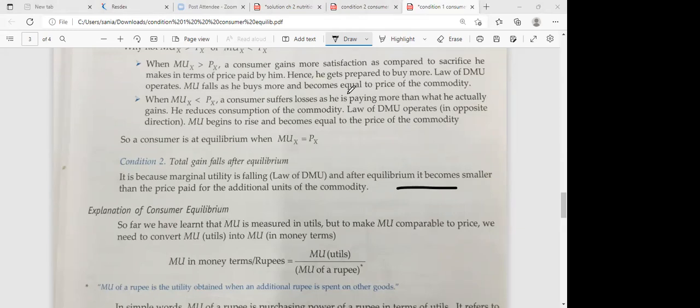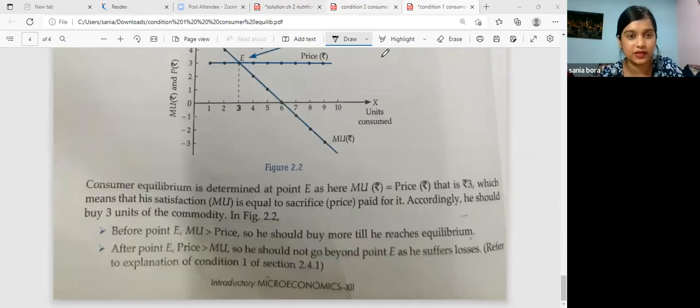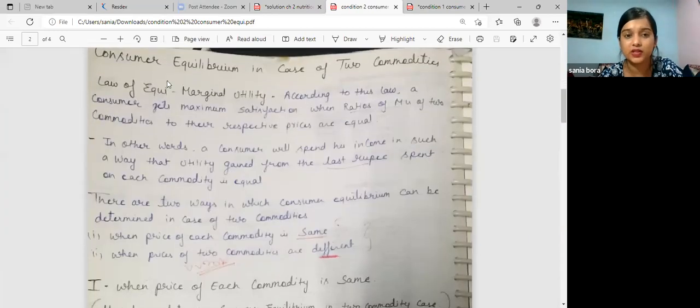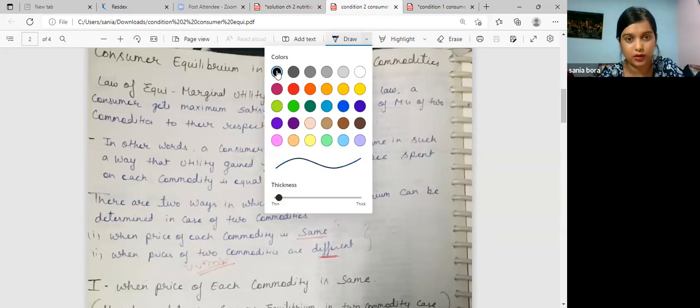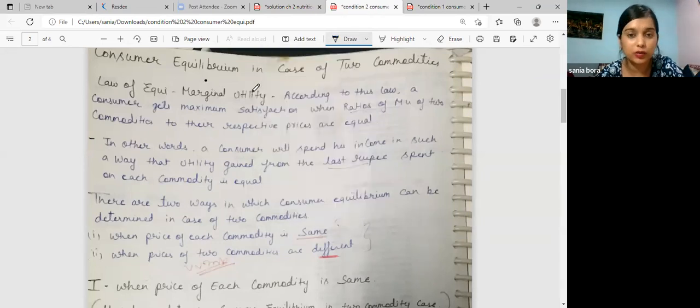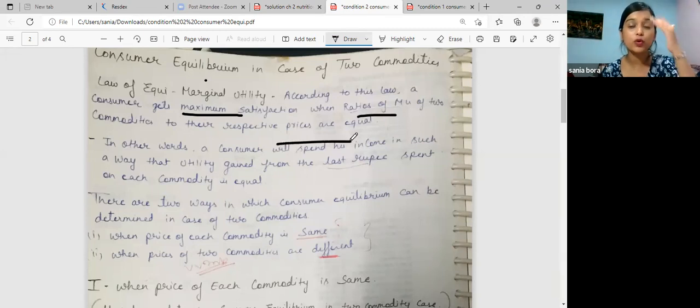Okay. Now the second one, which we discussed in the previous class itself. It was the second condition. For the second condition, first we are going to do the law of equimarginal utility. That is very important. Ma'am, what is the law of equimarginal utility? According to this law, a consumer gets maximum satisfaction when the ratio of MU of two commodities to their respective prices is equal. Earlier we were discussing the one commodity case, but now we are discussing the two commodity case. So MUX upon PX should be equal to MUY upon PY.